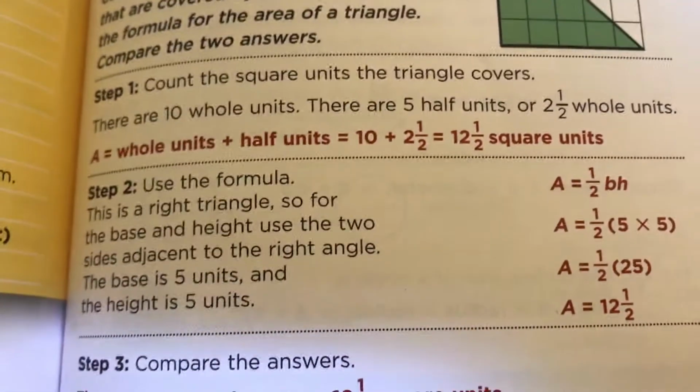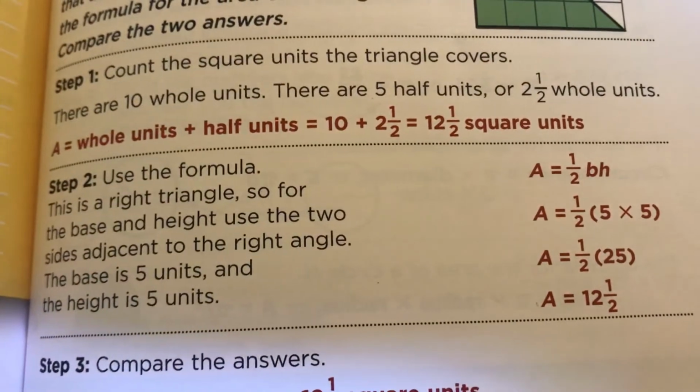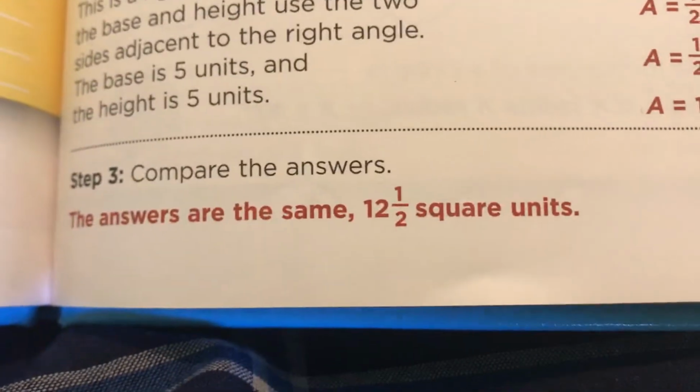Okay. Use the formula. This is a right triangle. So for the base and height, use the two sides adjacent to the right angle. The base is 5 units and the height is 5 units. Get the same answer. Compare the answers. They're the same.